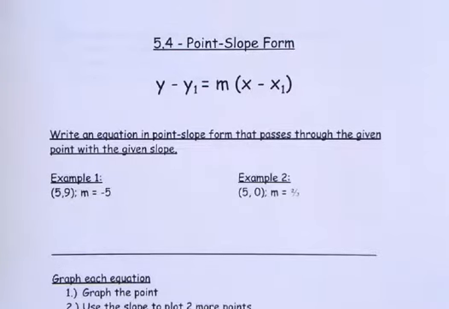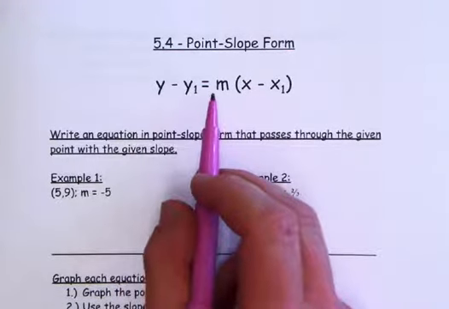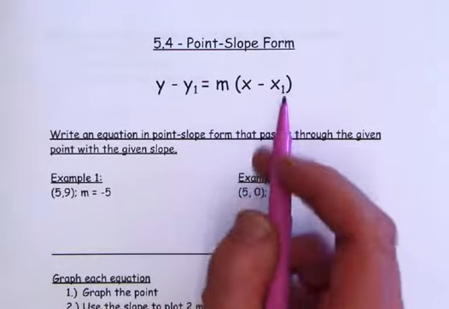Back in our last video, we talked about how to use slope-intercept form, that was the form y equals mx plus b, to understand lines. And now we're going to learn our second form of writing equations of lines, and that is point-slope form. Point-slope form has the form y minus y1 equals m times the quantity x minus x1.